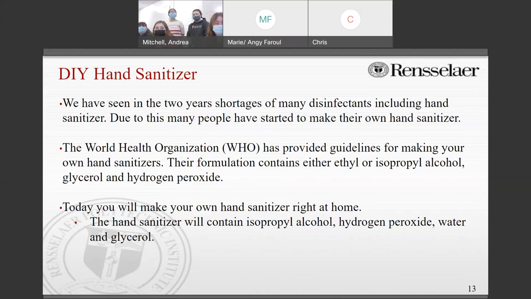What we will be using today will be isopropyl alcohol, hydrogen peroxide, water, and glycerol.